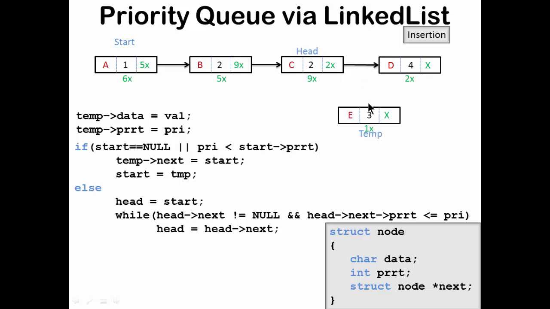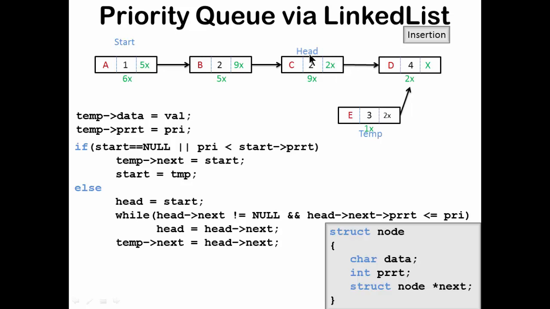So what changes am I supposed to make? First of all, I want that temp next should point towards the last node, and this address is with head next. So temp next should be equal to head next. Therefore, 2x would come over here and this would be pointing towards the last node.